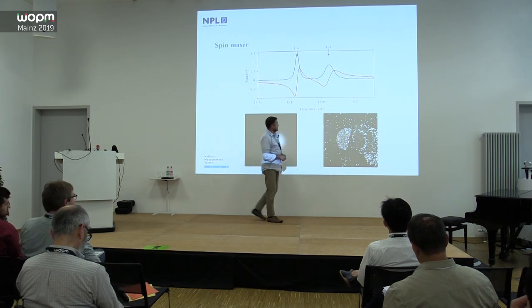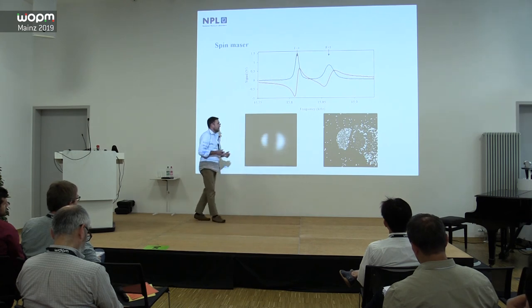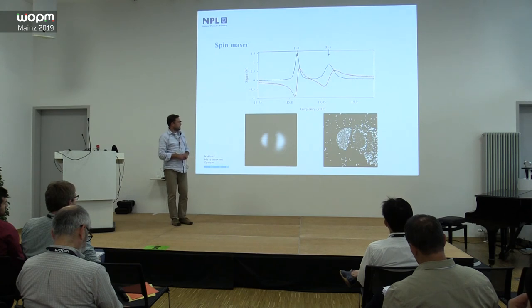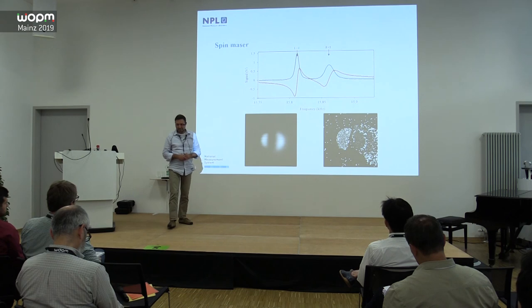So we have a kind of two-level spin maser, which we can use to create the image of our vortex. And with that, I conclude. Thank you.